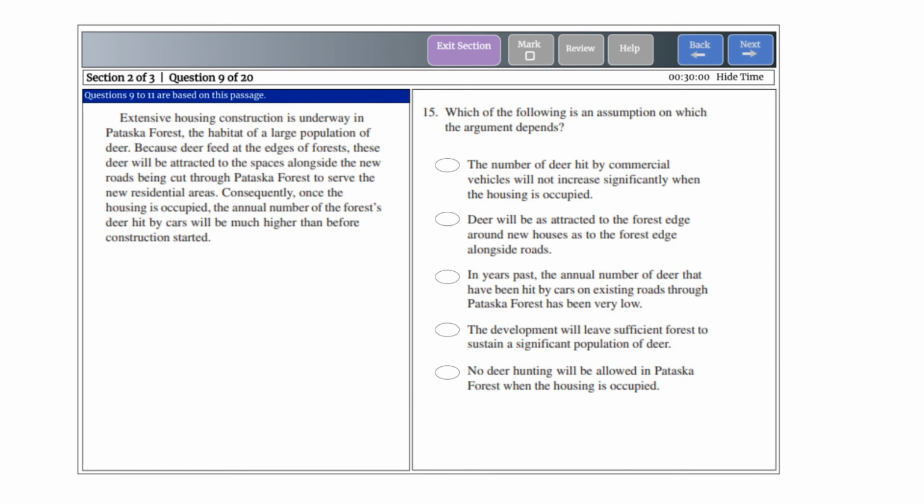The correct answer is D. The development will leave sufficient forest to sustain a significant population of deer. And I think this one can sometimes give you that feeling of, what? I guess obviously that's true, but it's not something that was mentioned, but it's something that you assumed, and you need that in order to actually assume that the argument is true, right? So after they've cut down this forest and put in all these houses, if the number of deer that are going to get hit is going to go up, then there have to be deer living in this forest. And that's what D is saying, right? We have to be able to assume that deer can still live in this forest.